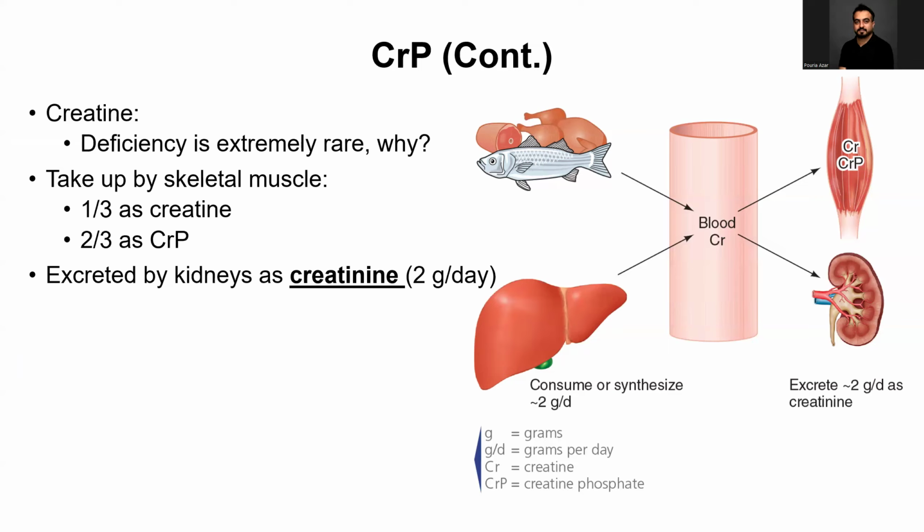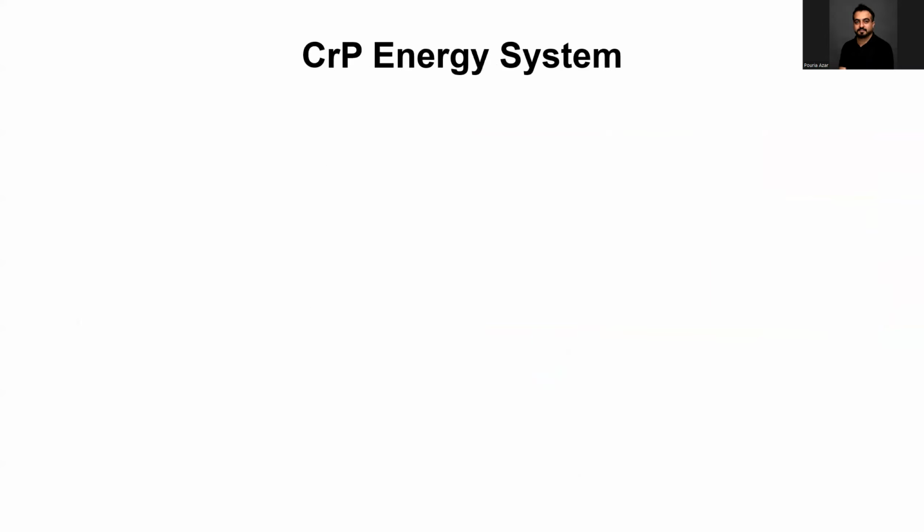And it's excreted by kidneys as creatinine. It's 2 gram per day. And we need creatine phosphate for high intensity exercise, which is very fast, right? The high intensity exercise happens very fast. So creatine phosphate plays a crucial role in high intensity exercise.